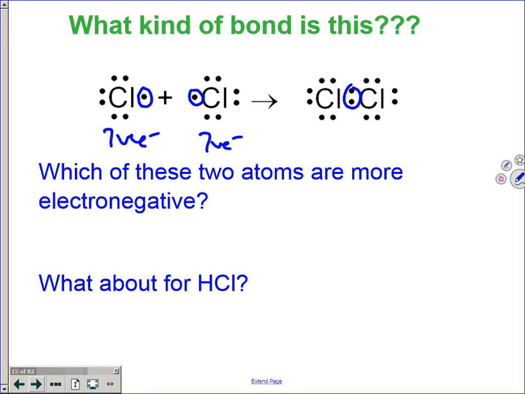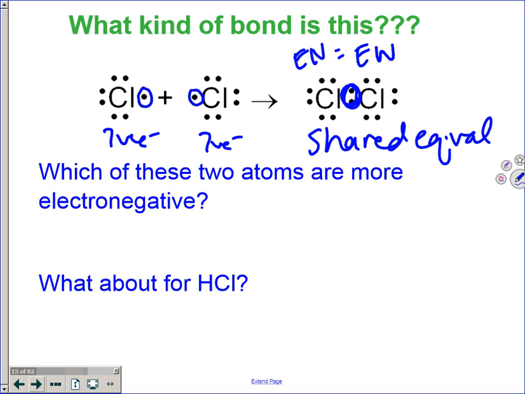What we just represented was something about polarity. We're going to have a bond polarity in a second, but let's make sure we understand this. In this situation, did the electrons get pulled to one side or the other, or were they shared equally? These were shared equally because they had the same electronegativity. So the electronegativity of this one equaled the electronegativity of this one.